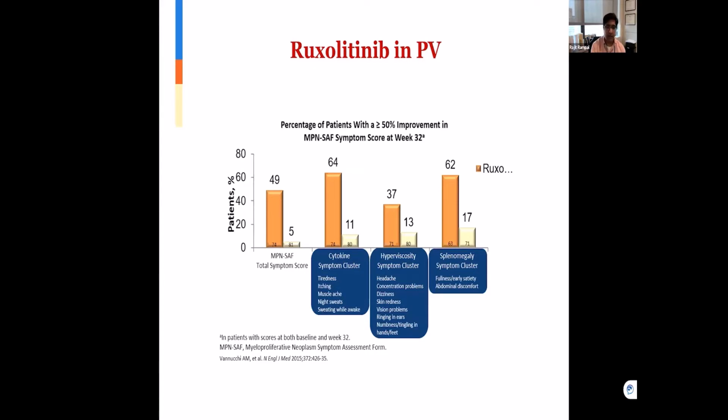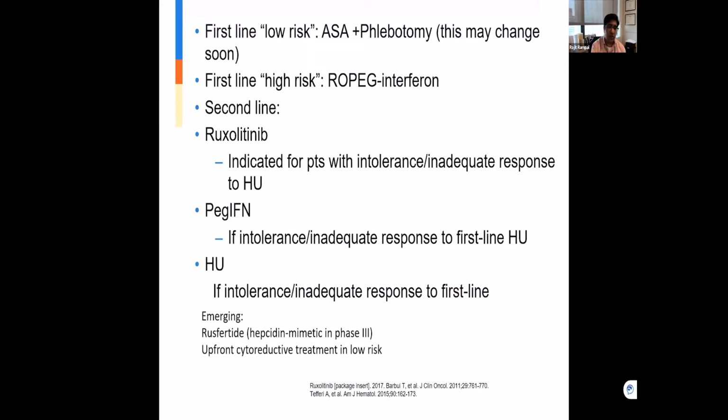And the data 5 years out in patients in this study shows that about 70% of patients who were put onto ruxolitinib were able to stay on ruxolitinib. So it is having a sustained effect in patients treated with polycythemia. So again, just to recap with PV, in first line, low risk patients, currently we use aspirin and phlebotomy.